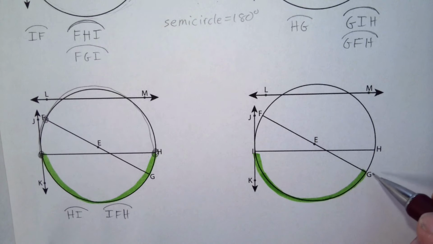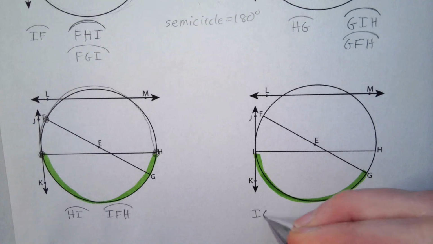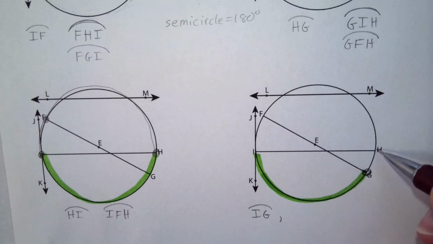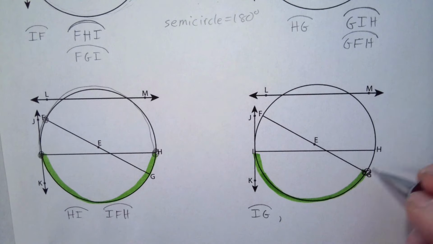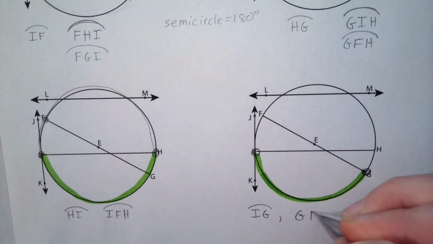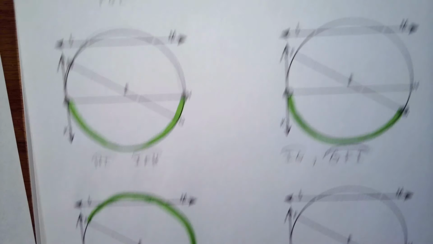Okay, I've highlighted over here another minor arc on that image. So we have IG is the minor arc. And then the major arc, let's go G, and you got your options. G, H, and then I, or it could say G, F, then I. So how about G, F, and I? Okay, and then the arc symbol.